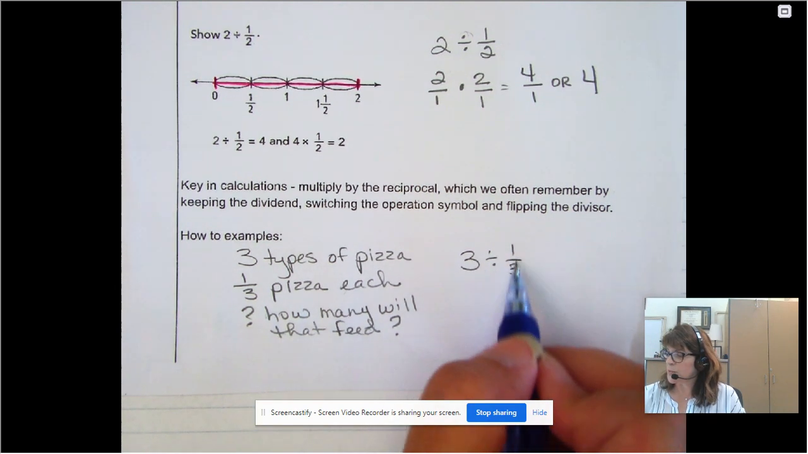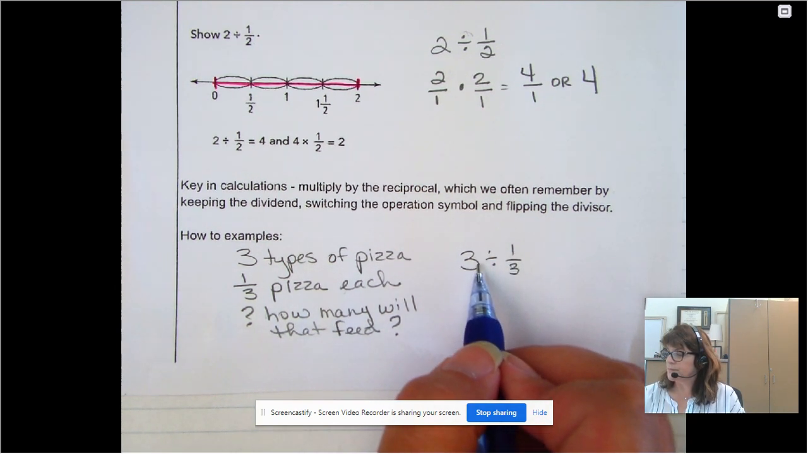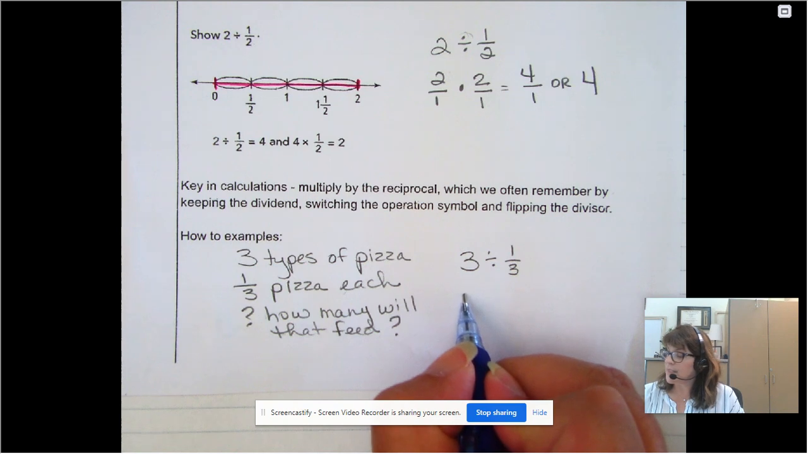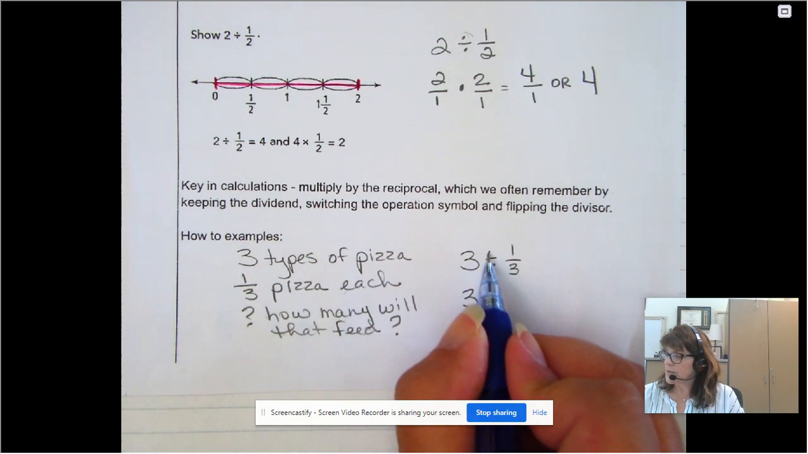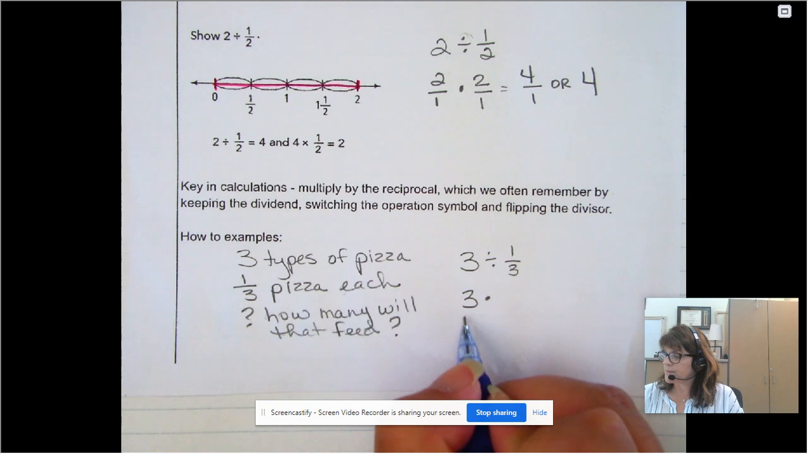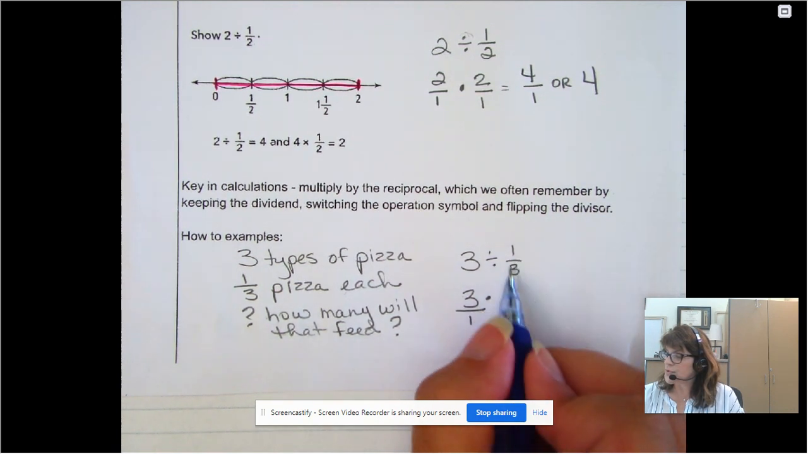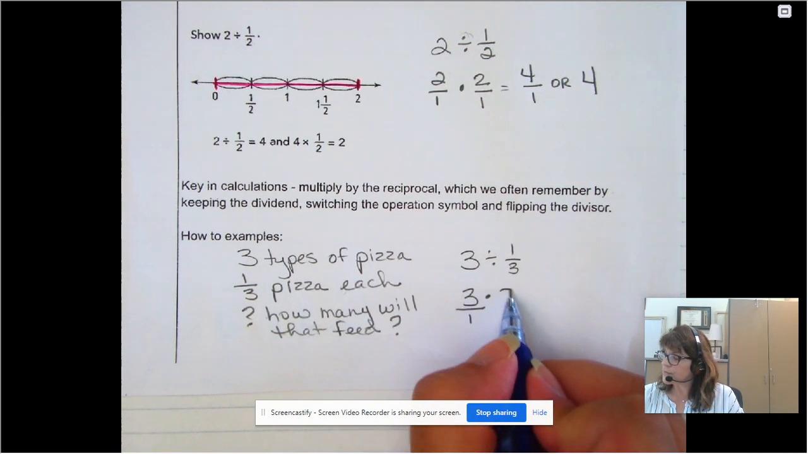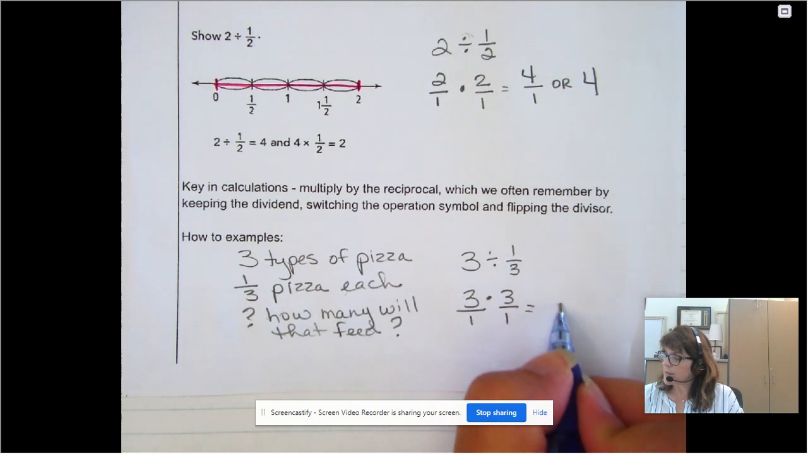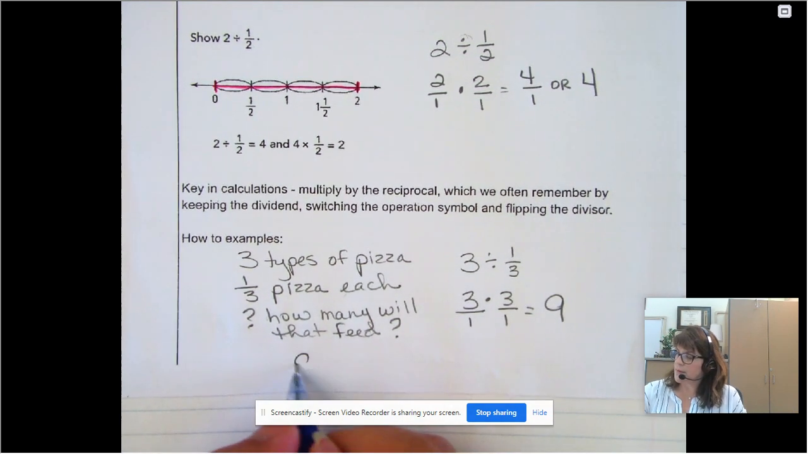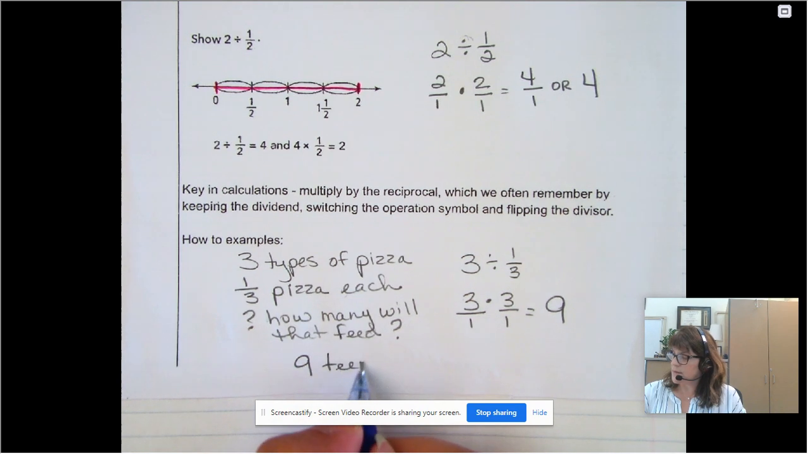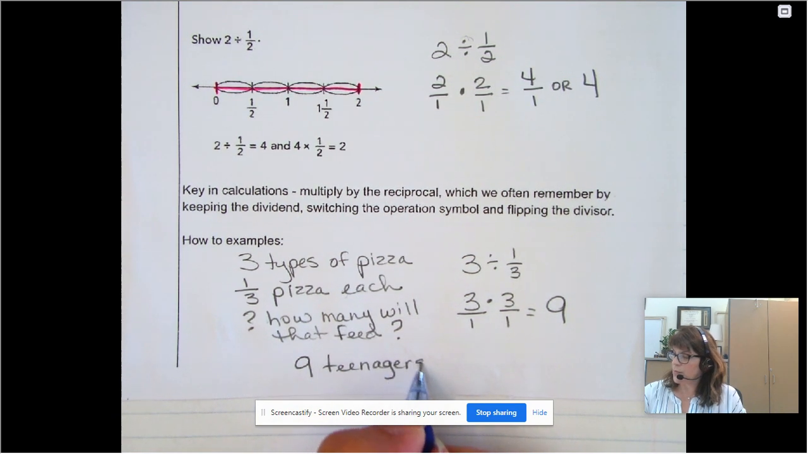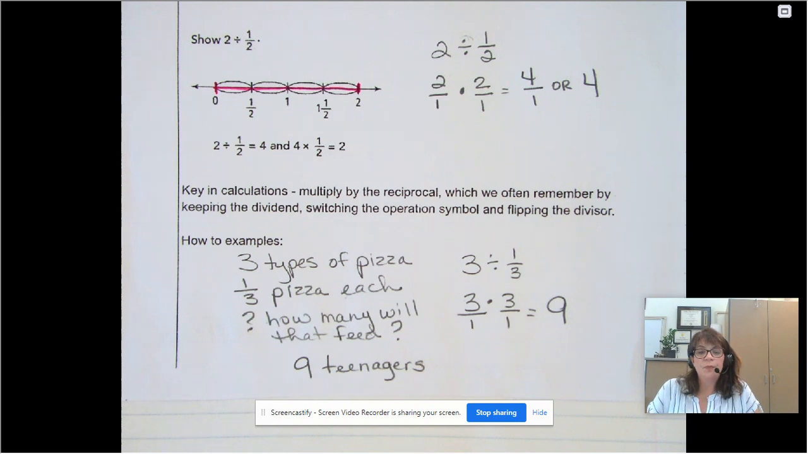Okay, and I'm going to get a solution. So I'm going to take this expression. Okay, I'm going to keep my dividend, change my operation to multiplication, use the reciprocal of the divisor, 9 teenagers will be fed, we hope. Okay, so hopefully this helps. Give your try problems a chance, and I will see you in class.